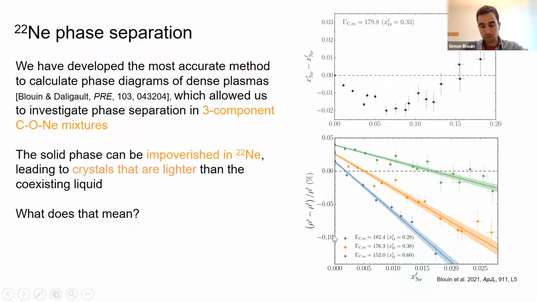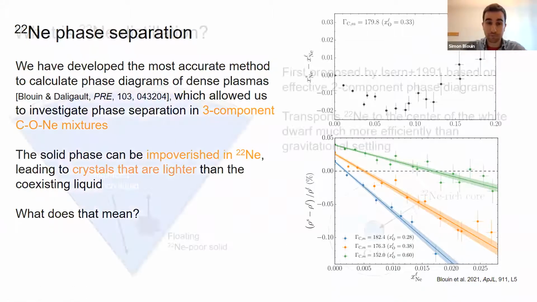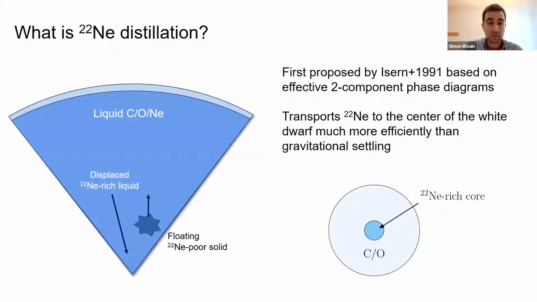So you're forming crystals that are lighter than the liquid in which they form, which is really the opposite of what we have normally with simple carbon-oxygen phase separation. So normally you're enriched in oxygen, so the crystals are heavier and they just stay where they're formed. But here they are lighter. So what does this mean for the evolution of our white dwarf? Actually, this scenario, which has been called neon-22 distillation, has been discussed already 30 years ago by Isern et al. 1991. So at the time, it was based on effective two-component phase diagrams.